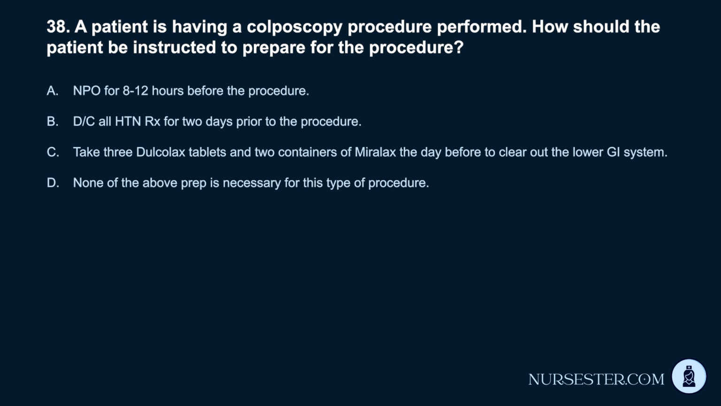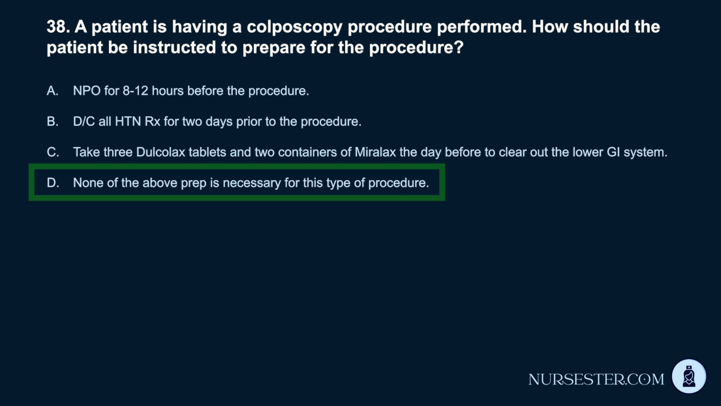38. A patient is having a colposcopy procedure performed. How should the patient be instructed to prepare for the procedure? A. NPO for 8 to 12 hours before the procedure. B. D/C all HTN Rx for 2 days prior to the procedure. C. Take 3 Dulcolax tablets and 2 containers of Miralax the day before to clear out the lower GI system. D. None of the above prep is necessary for this type of procedure.